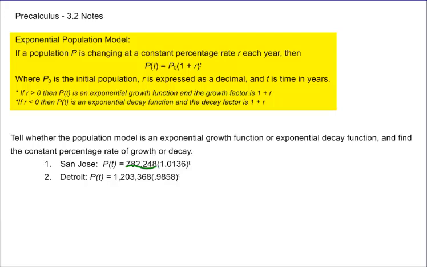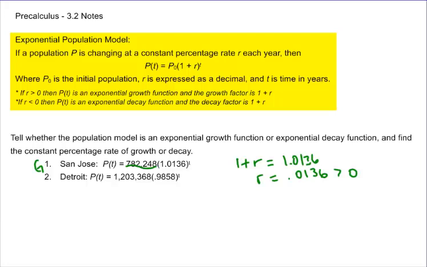So what we want to do is, we're going to look at it this way. 1 plus the rate is equal to 1.0136. So when you subtract 1 from both sides, you get that the rate is equal to 0.0136, which is bigger than 0. So for San Jose, it's growth. Okay, we have a population growth factor.